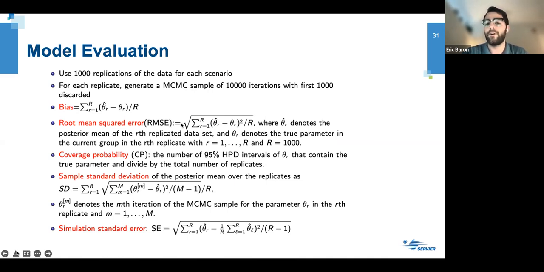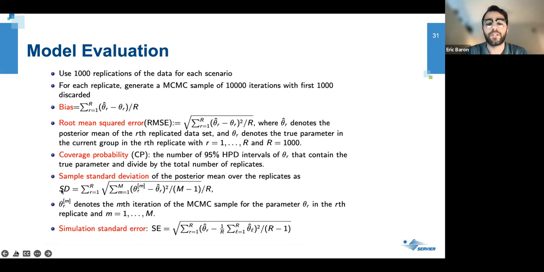Then RMSE here, same notation again. Then for coverage probability, we formulate 95% HPD intervals. How these intervals are made is, once we have the stratum-specific draws, we then take a weighted average, as the procedure states, to formulate draws of the overall parameter of interest, which is just theta C. Then we formulate the 95% HPD interval, count the number of times the true parameter is in the interval, and take the average.